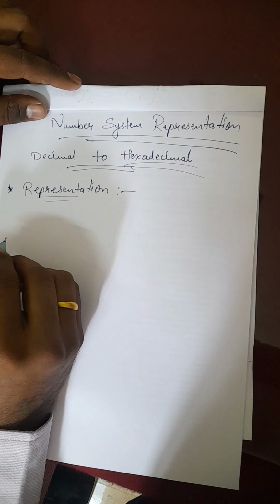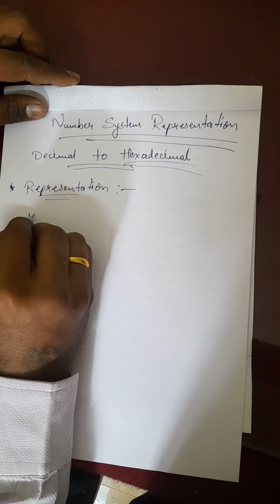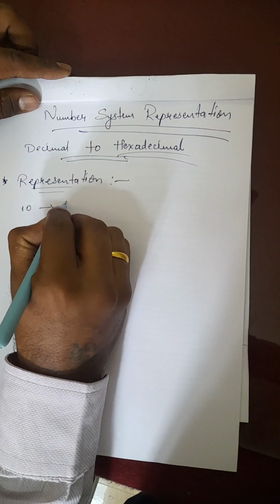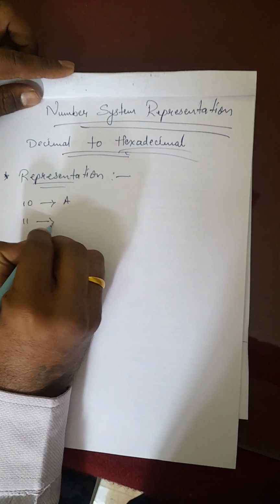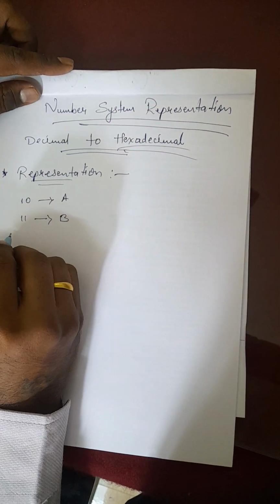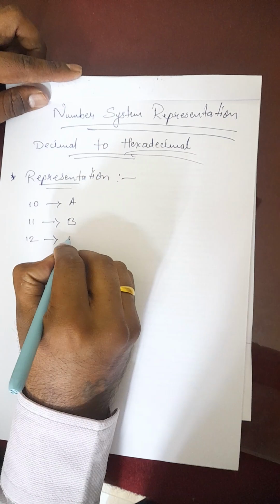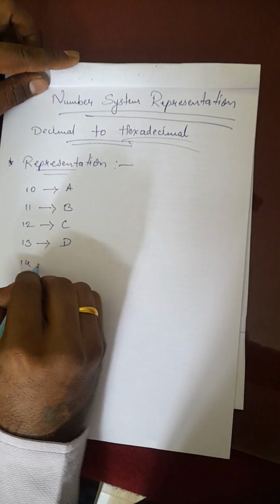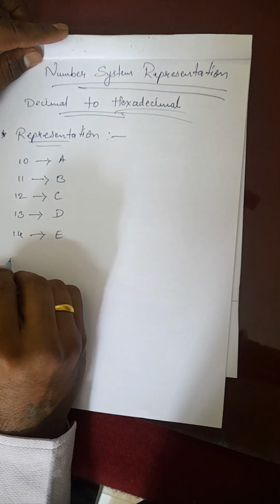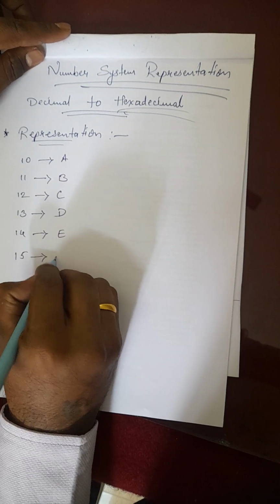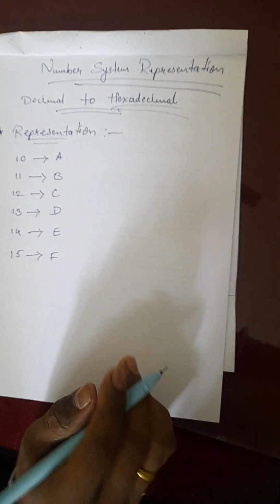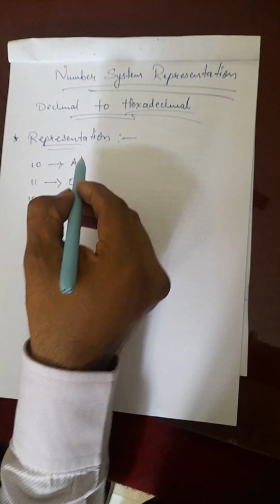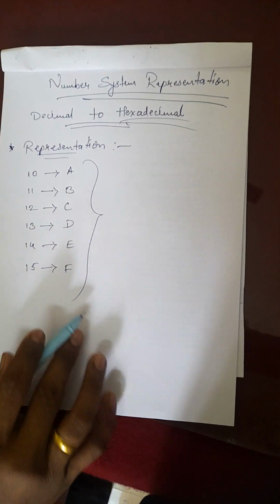In hexadecimal values, 10 is represented as A, 11 is represented as B, 12 is represented as C, 13 as D, 14 as E, and 15 as F. So this is how these values will be represented in alphabetic form. Now we'll start with an example.